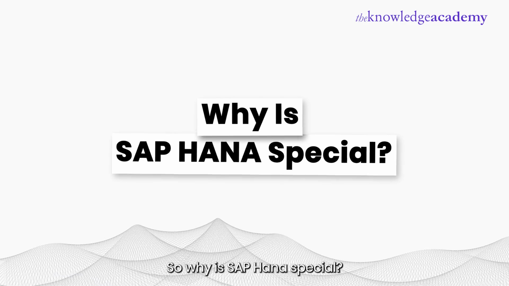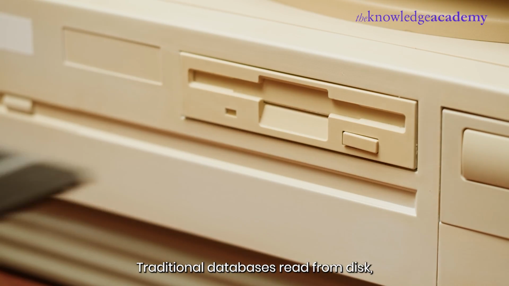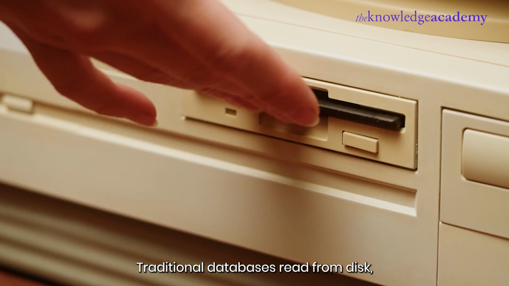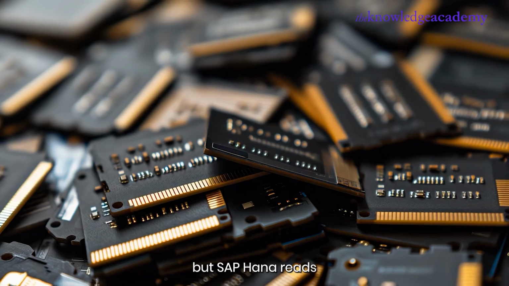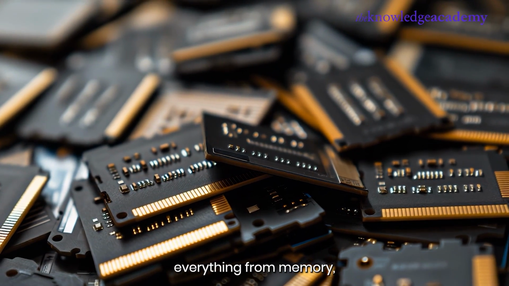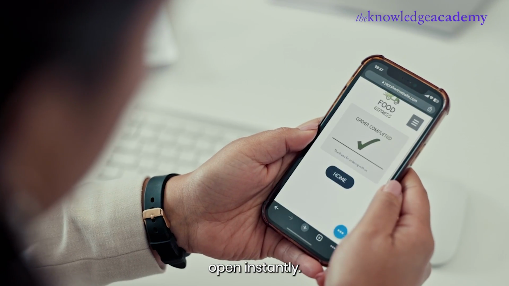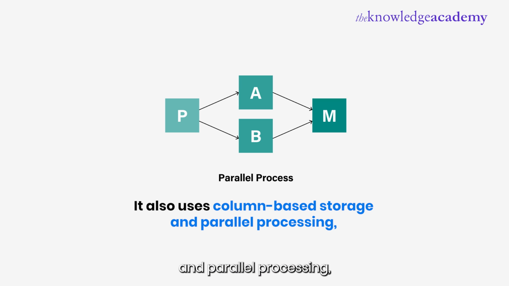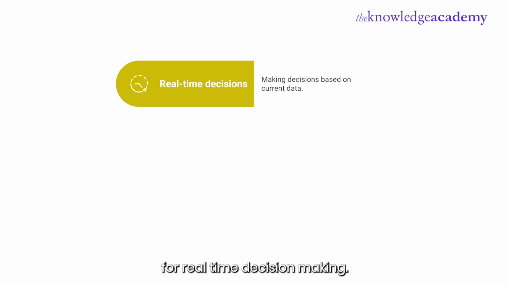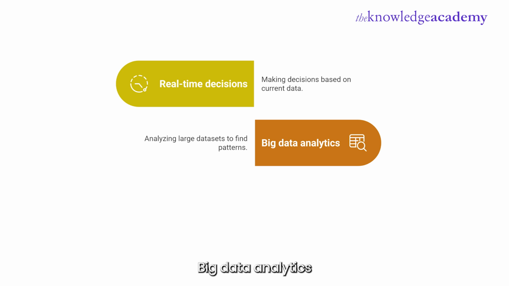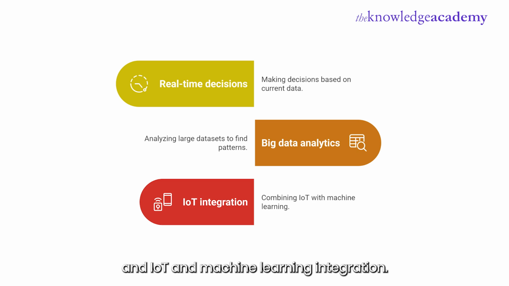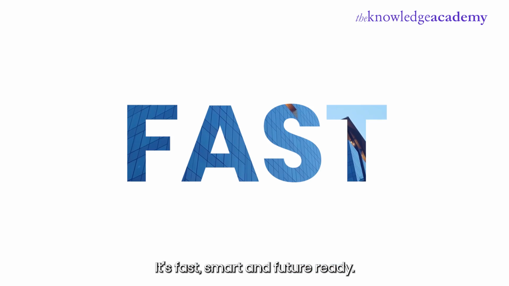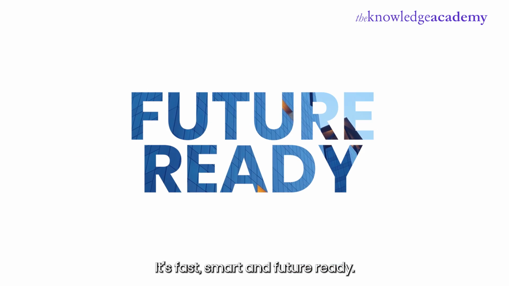So why is SAP HANA special? Traditional databases read from disk, which is slow. But SAP HANA reads everything from memory, just like how apps on your phone open instantly. It also uses column-based storage and parallel processing, which makes it great for real-time decision-making, big data analytics, and IoT and machine learning integration. That's why companies love it. It's fast, smart, and future-ready.